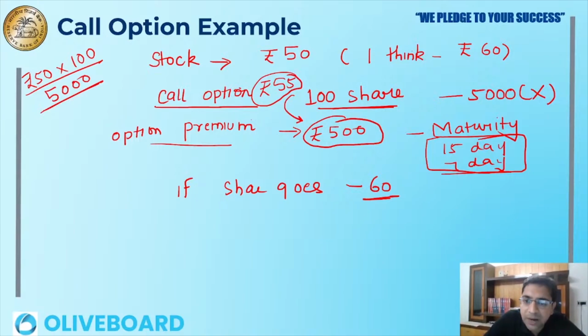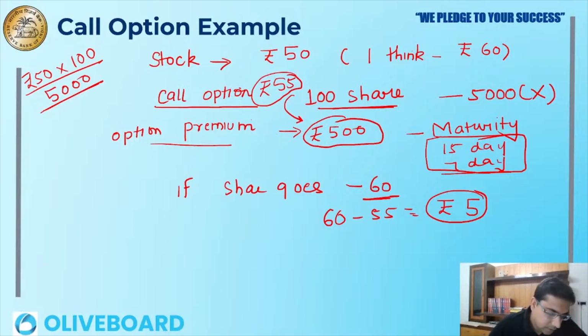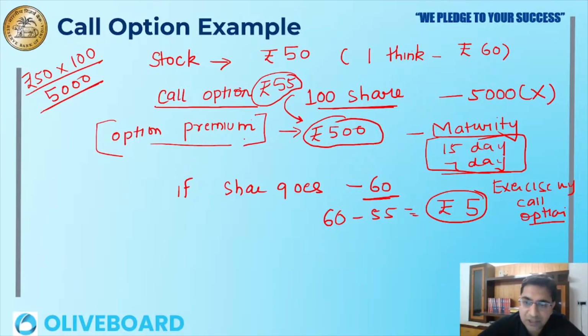If the share goes up to 60, so 60 minus 55, for every share I will get rupees 5. I will exercise my call option and I will get rupees 5 profit. Even though I have not paid the full amount, I have just paid the premium out of it, still I am getting a profit of rupees 5 on every share.